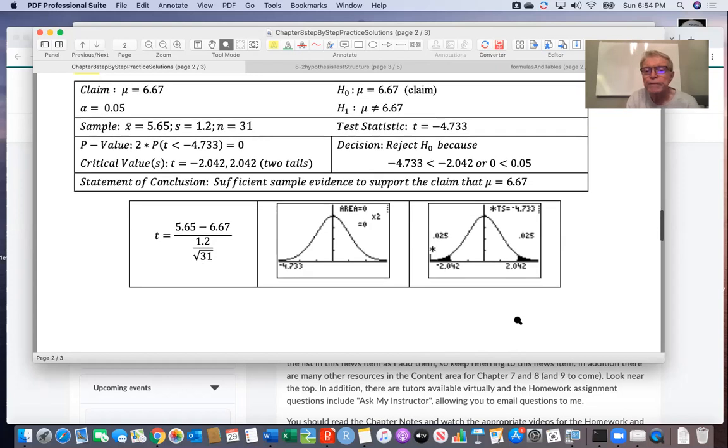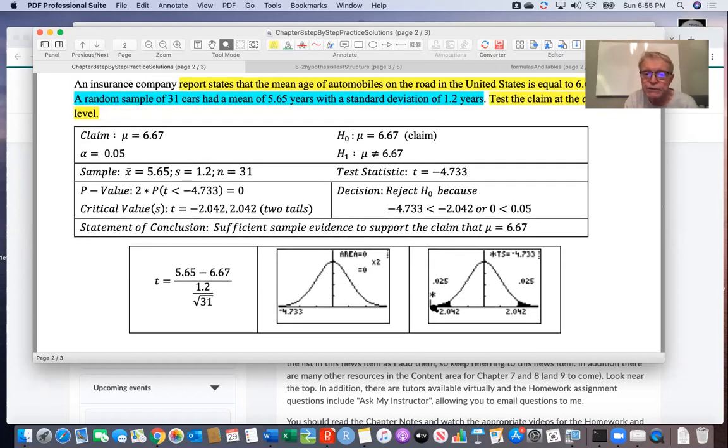Okay, so we plot our test statistic, and our test statistic is negative 4.733, and that is way out here. And so it is in the rejection region or critical region over here. It is farther away from the critical value on the left than the mean, which means it is in the unusual rejection region.